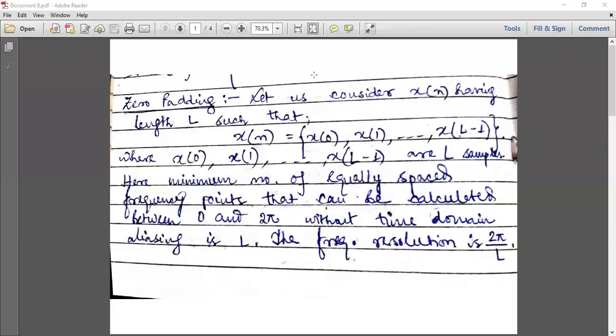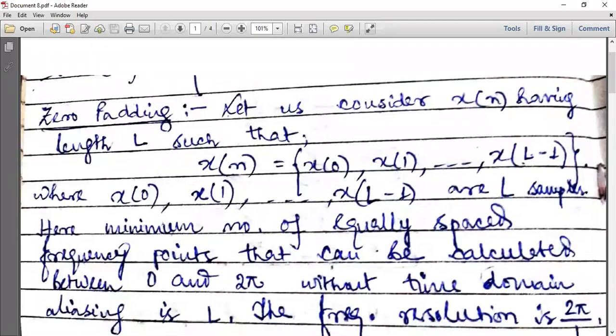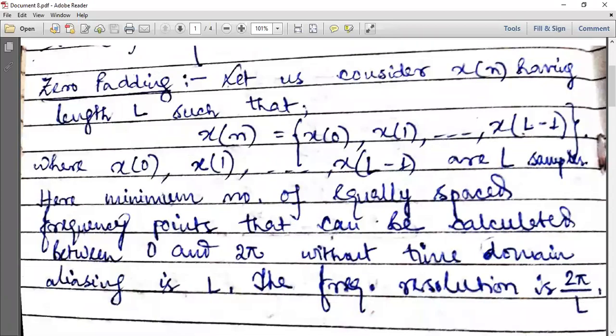Now, to all of you, I'm sharing my screen over here, and you'll get to see the notes of my zero padding. Okay. So you see what's written here. Zero padding. Now, in mathematical terms, let us consider x[n] having length L such that x[n] equals x[0], x[1], x[2], x[3], dot dot up to x[L minus 1].